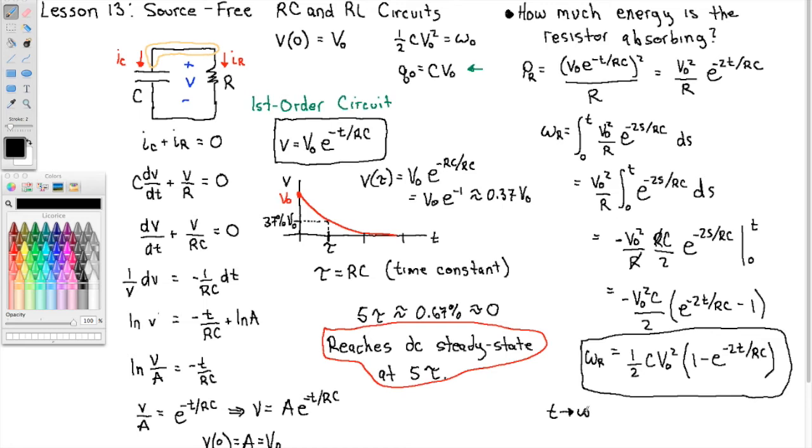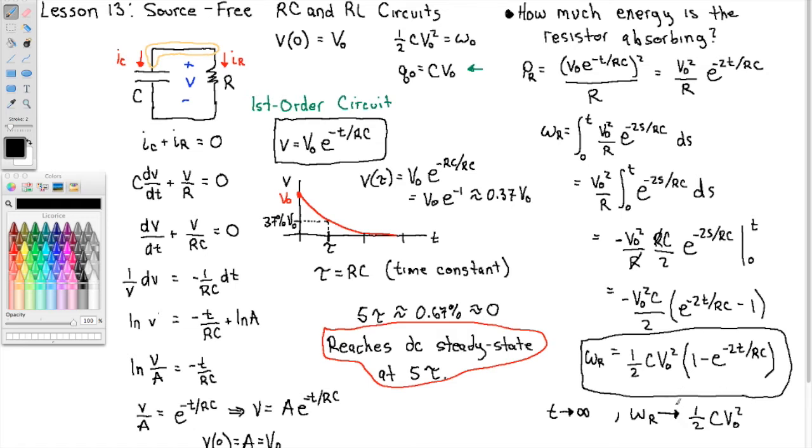The nice thing about this, look at and notice this, as we take the limit when t goes to infinity, the total. So as we let this thing go now, for as long as we want, how much total energy has the resistor absorbed? Well, our only t is there. E to the minus infinity is 0, right? That should be clear. So we have 1 in the parentheses, and so this thing approaches 1/2 C V0 squared.